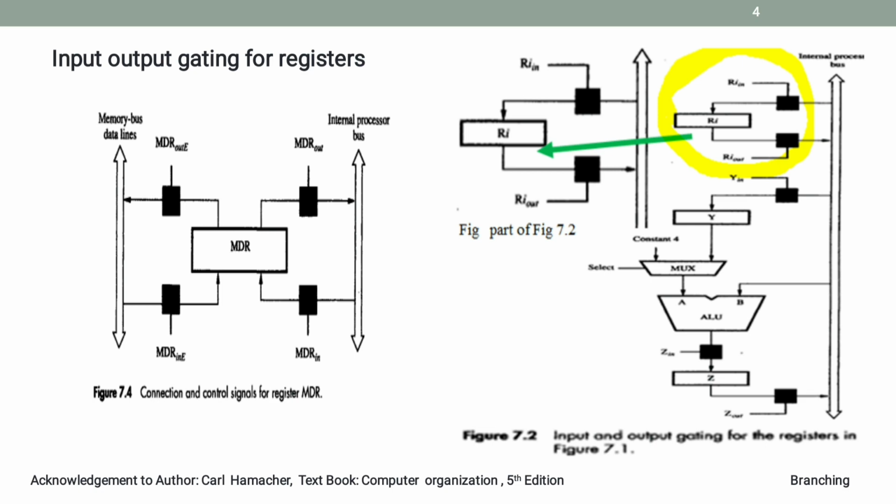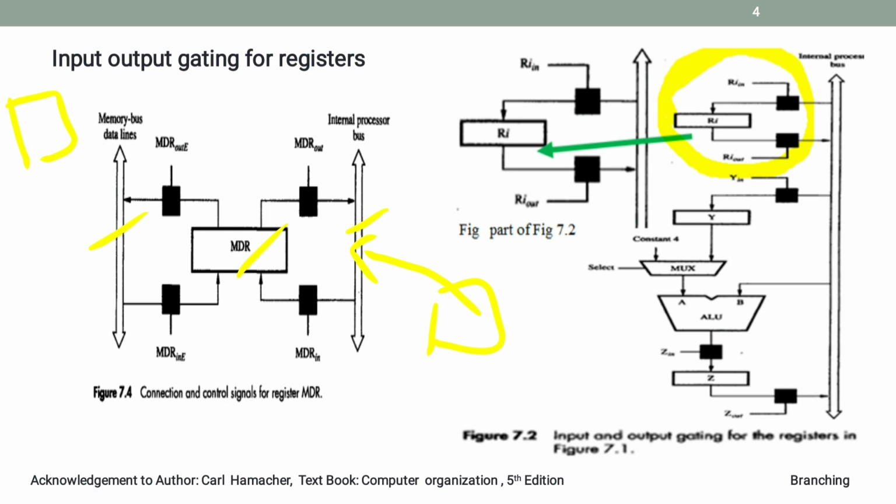Input output gating for registers means how to store a word in a register, means input a word to a register, or how to take out what is contained in the register. Doing input output operations with registers with the help of signals is called input output gating for registers. Here, for example, take MDR, the memory data register, which is between the internal processor bus and external memory data lines. Suppose from a processor register, data is to be sent to memory, first that is put on the internal processor bus.